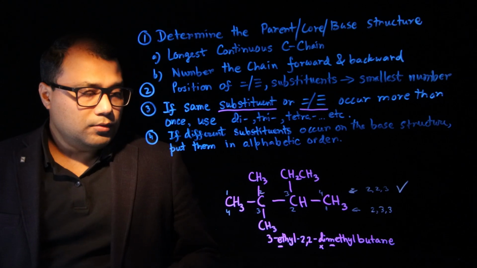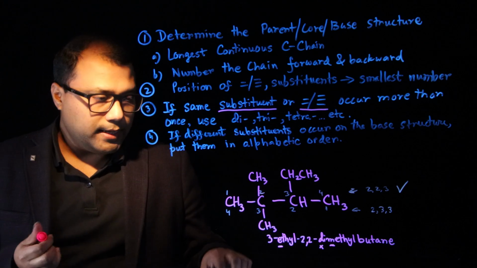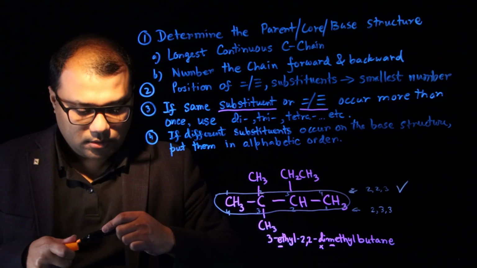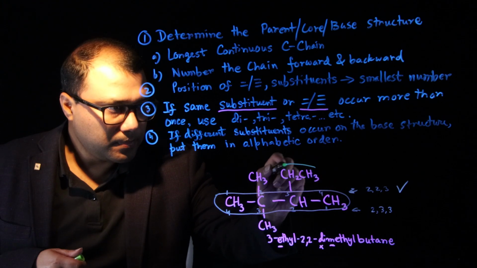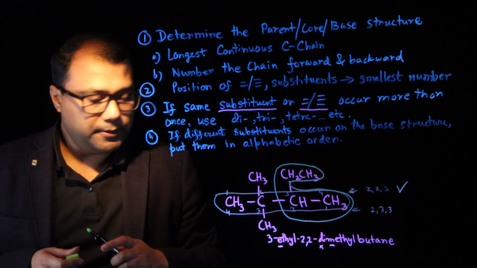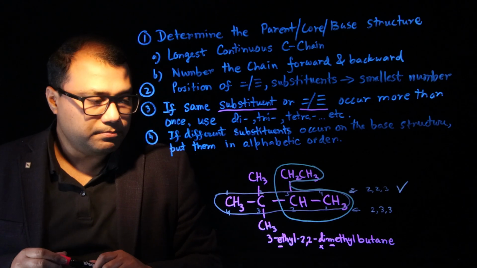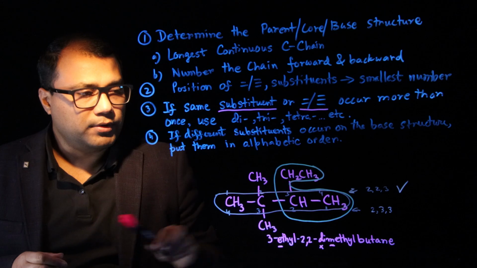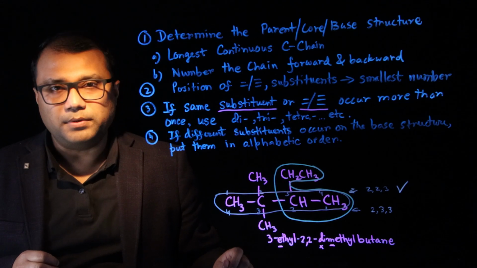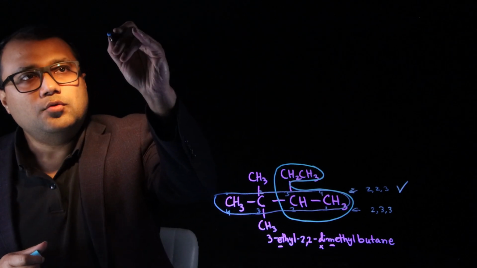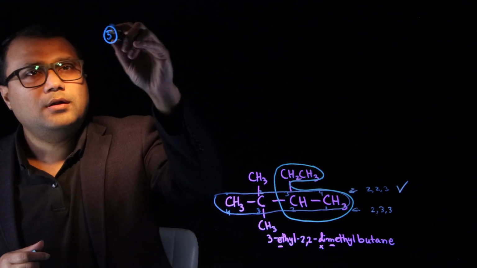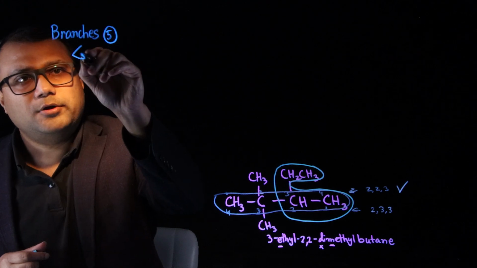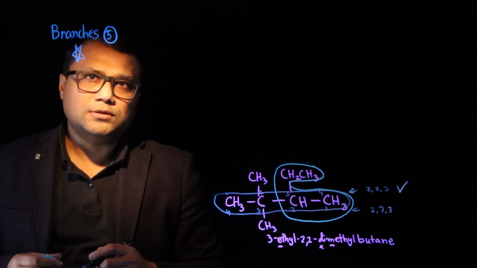Okay. Now with this example, let's look at why this is the correct base chain and not this guy. So just remember this example, or I will just keep it here, remove some of the text in here, and then we'll write down some additional rules to determine the base structure. Okay, rule number 5, this I call the rule of branches. It's a very important rule. Many times students miss this one.